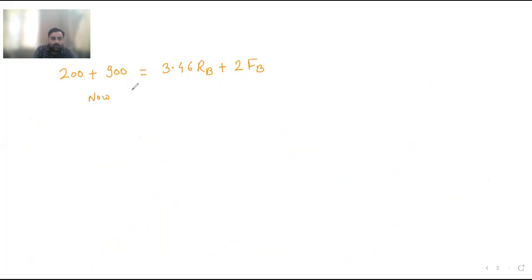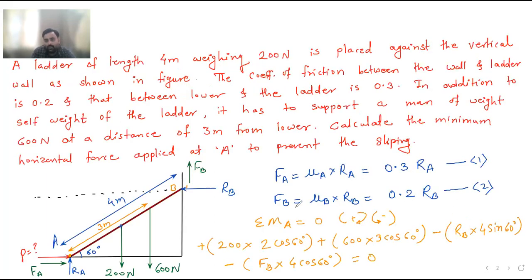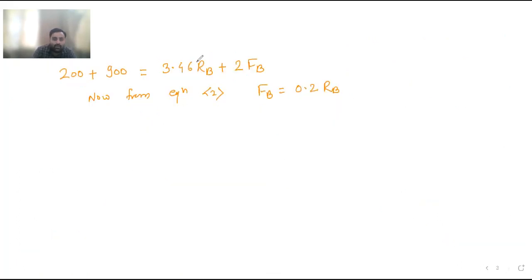Now, from equation 2, FB is equal to what? FB is equal to 0.2 into RB. Okay, this is from equation 2. We have already written over here, FB is equal to 0.2 into RB. Now keep that value over here in this equation. So 900 plus 200, it is 1100, is equal to 3.46 RB plus 2 into 0.2 RB.